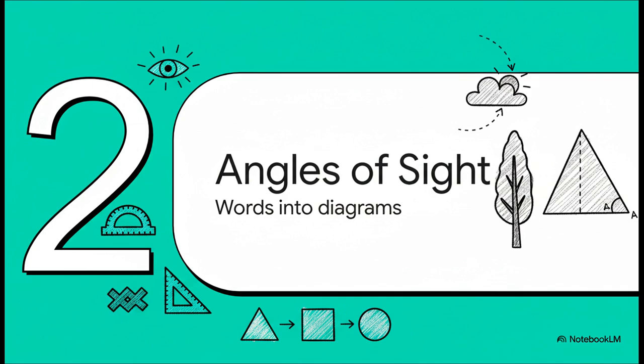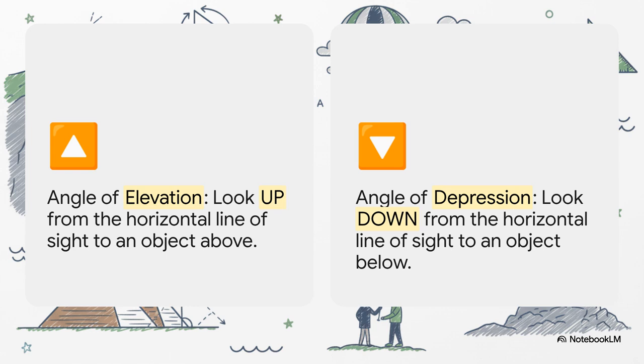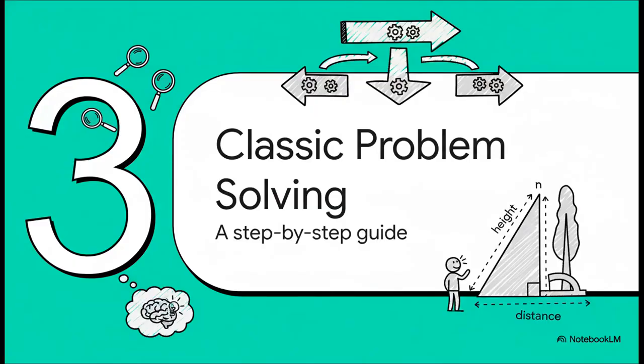The next step, and it's a big one, is turning those confusing word problems into simple, solvable diagrams. And it all starts with two key concepts. And this slide just makes it crystal clear. It's all about your line of sight. If you look up from the horizontal, that's your angle of elevation. If you look down, that's your angle of depression. Simple as that. Look up, elevation. Look down, depression. Got it? Good. So let's see how this all comes together, shall we?